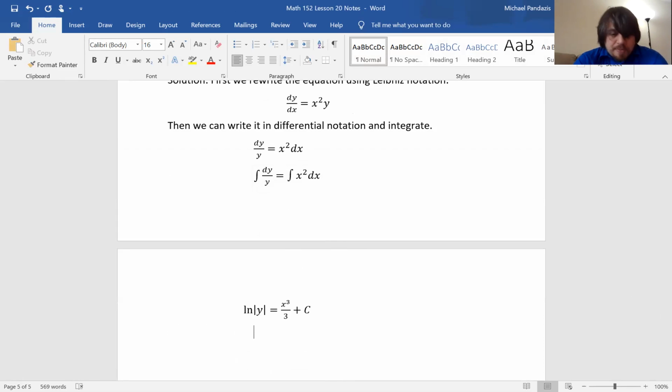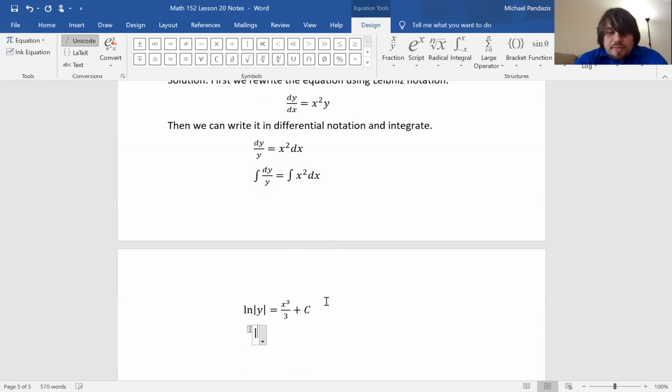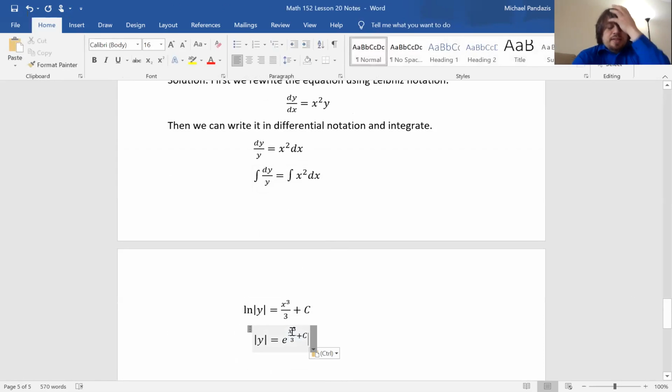So the absolute value of y is equal to e raised to this. Okay. So since you integrate both sides, you get ln of the absolute value of y, which is this integral, is equal to this antiderivative plus this integration constant. Now, if you solve for the absolute value of y, you get e raised to this.